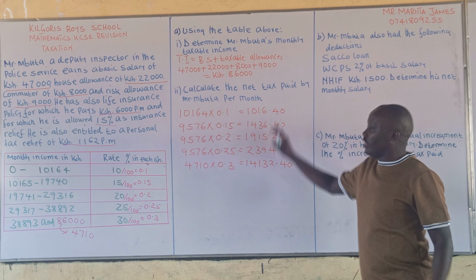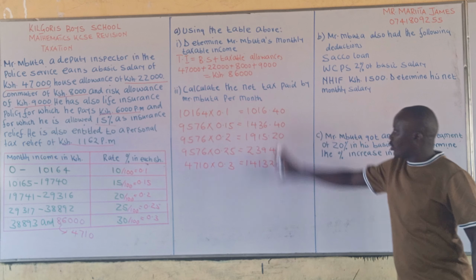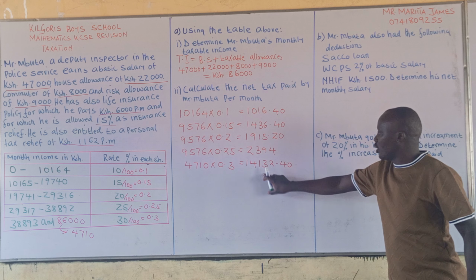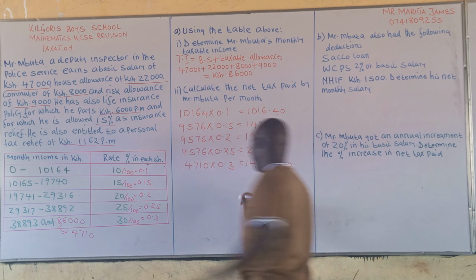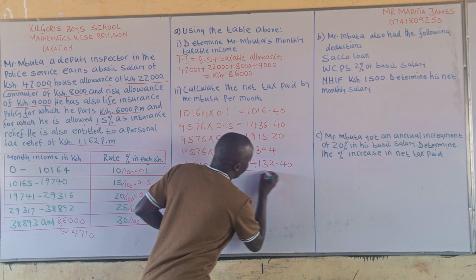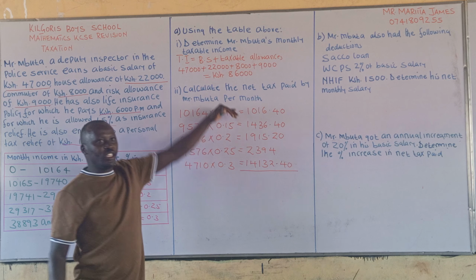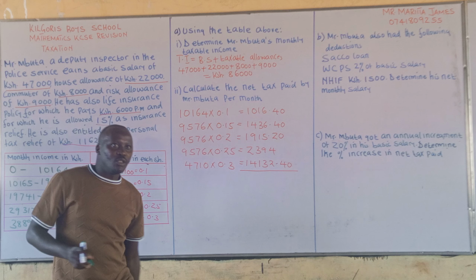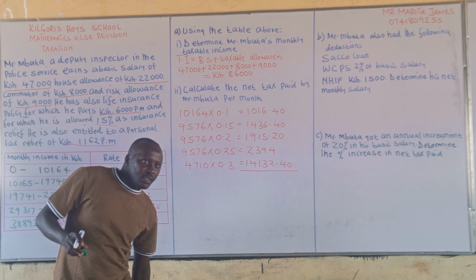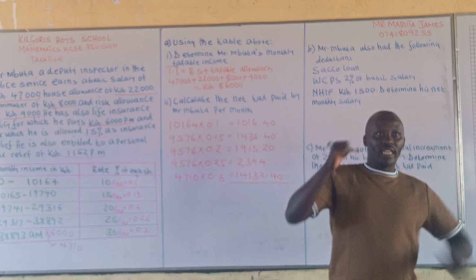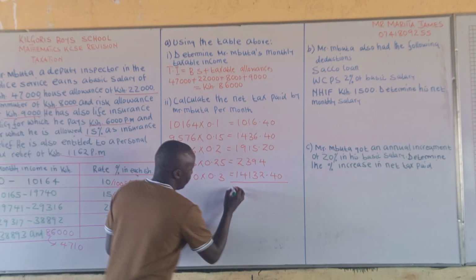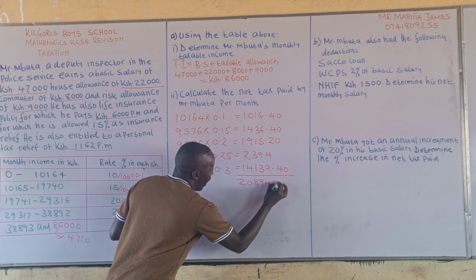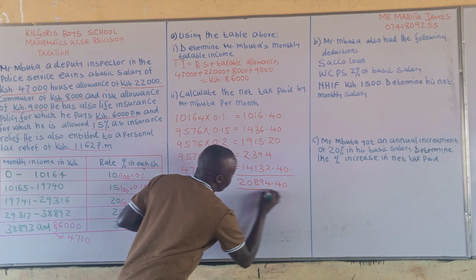So we have these values here, then we are now supposed to find the total. Add this one plus this one plus this one plus this one plus this one. So we get totals here. If you add all of these, they will give us a total of 20,894 and 40 cents. This is what you have.